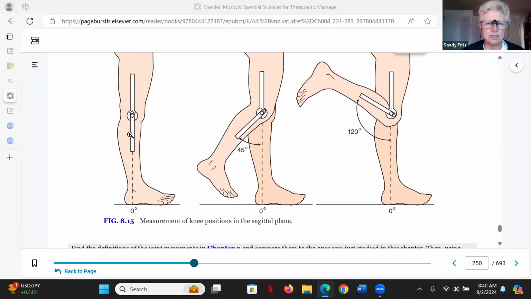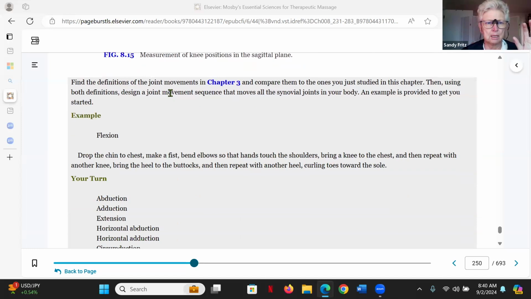And then this is where we start to get into the idea of measuring available range of motion. There's a little bit of controversy over the terminology. Range of motion is the measurement, not the action. The action would be flexion or extension, and then how much movement there is, is the range. But sometimes these terms are used interchangeably. Some people will use the movement to say range of motion, when it really technically should be a joint movement, and then how much it moves is the measurement. So find the definitions of the joint movement in chapter 3 and compare them to what you just had here in this chapter. This is a way of spiraling the information.